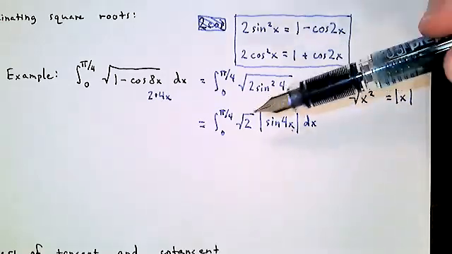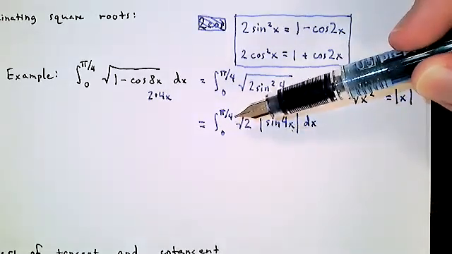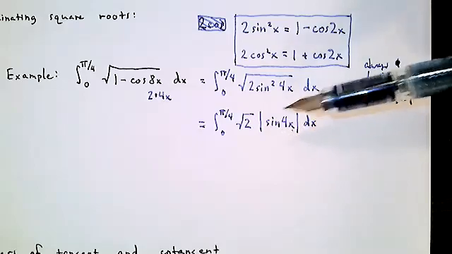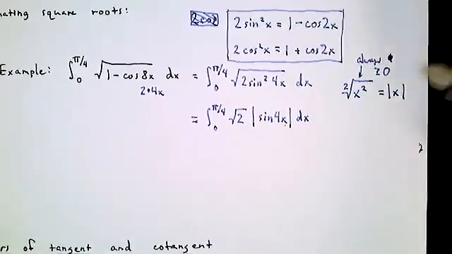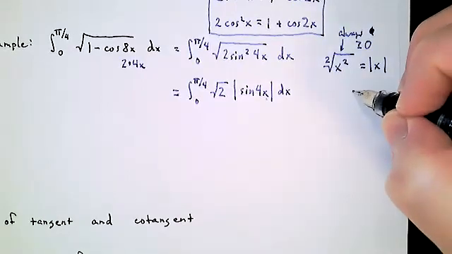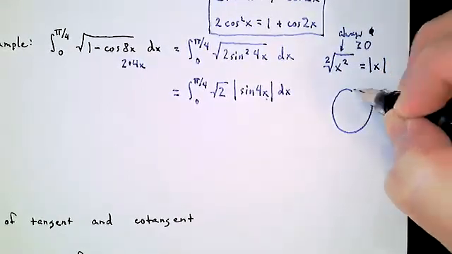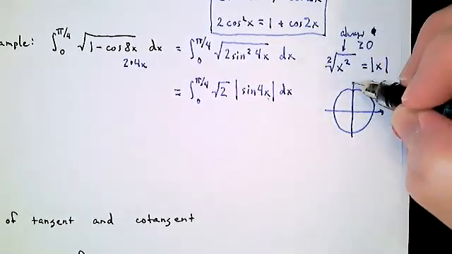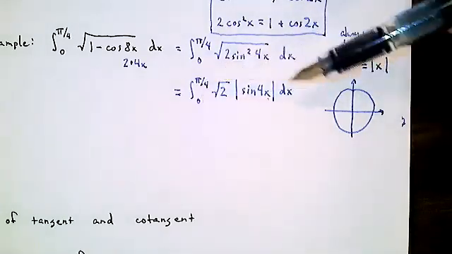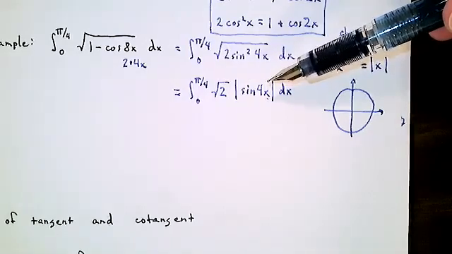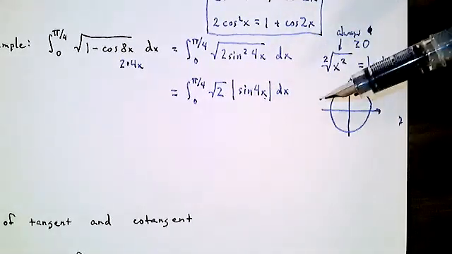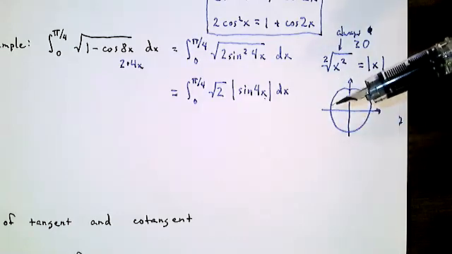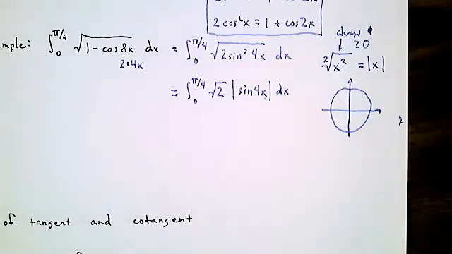For this particular problem, it's a definite integral from 0 to pi over 4. So in order to deal with the absolute value sign for sine of 4x, we have to think about where on the unit circle we're going to be. So what do you think? 0 to pi over 4 for sine of 4x, where are we going to be on the unit circle? Where are our values of sine going to come from?